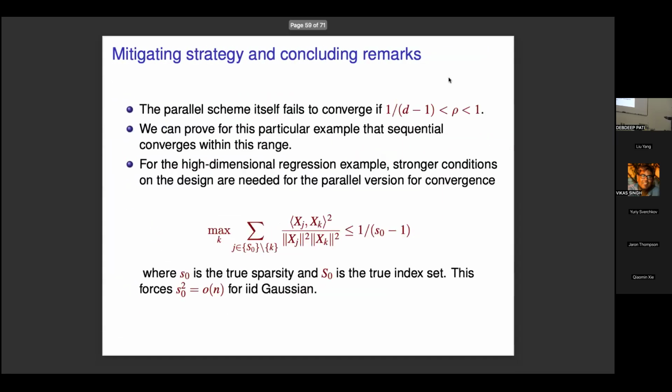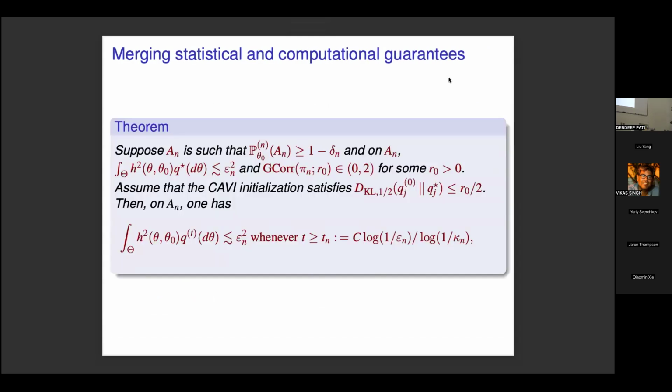Okay, so now you can actually tie up the statistical and computational guarantees by this master theorem. What we can show is that if your variational optimizer is delivering minimax risk, and if you initialize your algorithm within a certain neighborhood of the true parameter, then at the kth iteration, the variational risk is bounded by the minimax risk, if you choose the number of iterations to scale at a certain rate depending on your contraction number here.